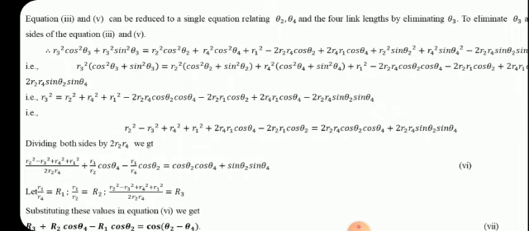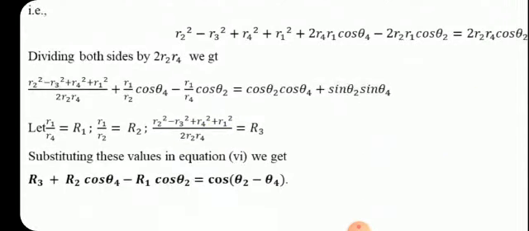Dividing both sides of the equation by 2 R2 R4, we get R2 square minus R3 square plus R4 square plus R1 square divided by 2 R2 R4, plus R1 by R2 cos theta 4, minus R1 by R4 cos theta 2, is equal to cos theta 2 cos theta 4 plus sin theta 2 sin theta 4.